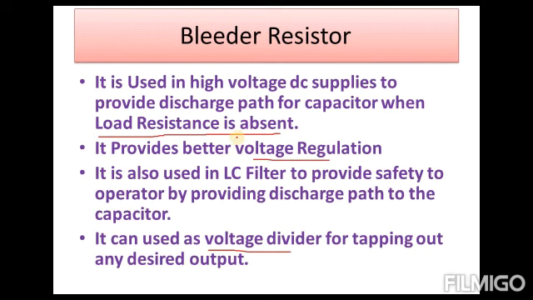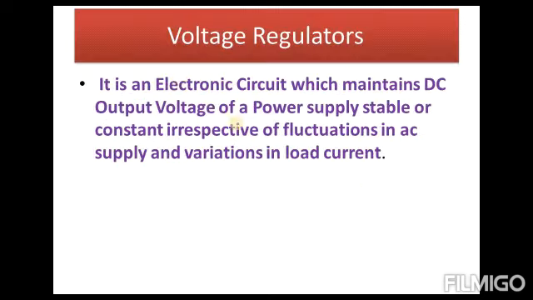Whenever the load resistance is absent, at that time we have to use the bleeder resistor. Why we are using bleeder resistor means, in order to avoid the electric shocks, we have to use bleeder resistor when load resistance is absent. It protects the operator from electrical shocks whenever the load resistance is absent. This is the specialty of bleeder resistor.